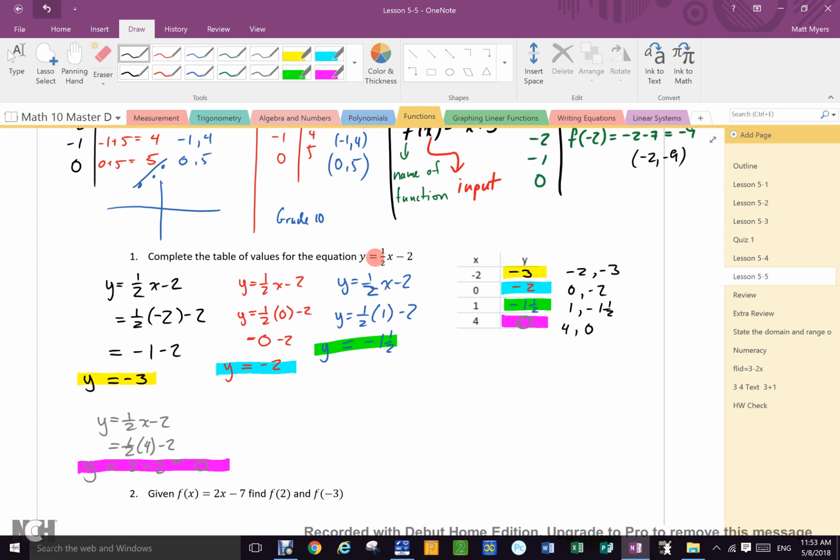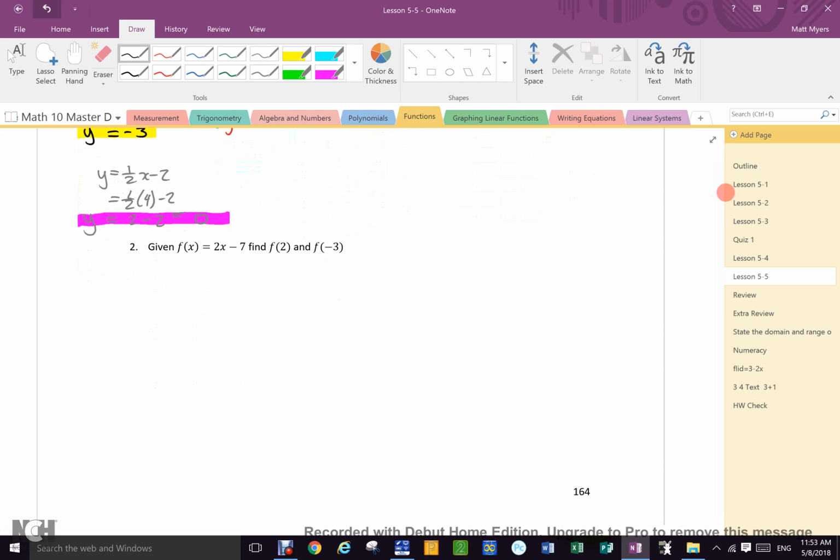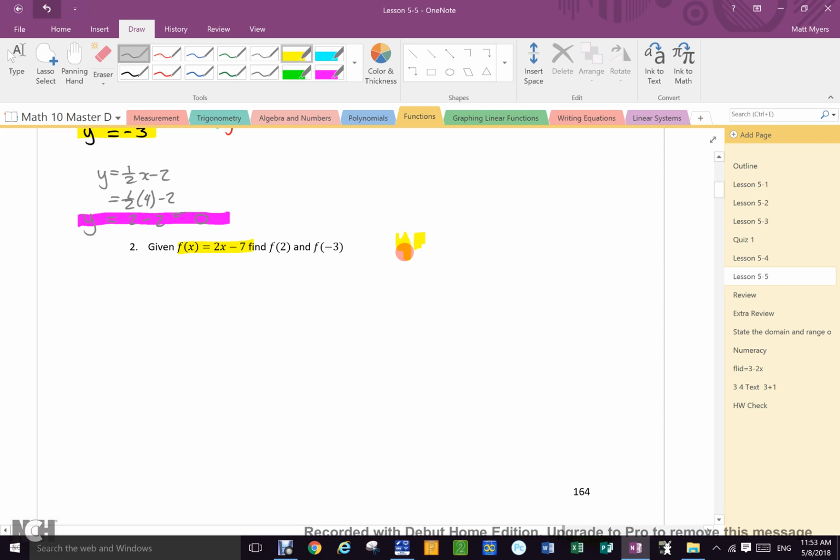Is everyone good? Lovely. What is different in number 2 than number 1? It's written in a different notation. So we are used to seeing this written like this. How are we used to seeing this written? Let's just say it. Y equals 2x minus 7. That's what we're used to seeing, but that's not what we have now. Now we have f of x.